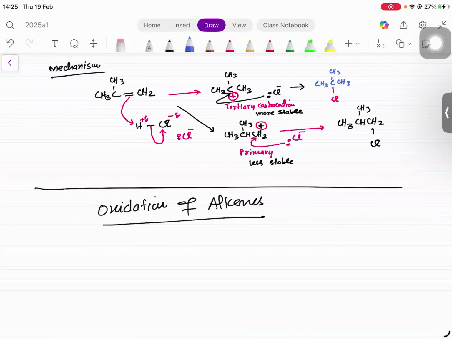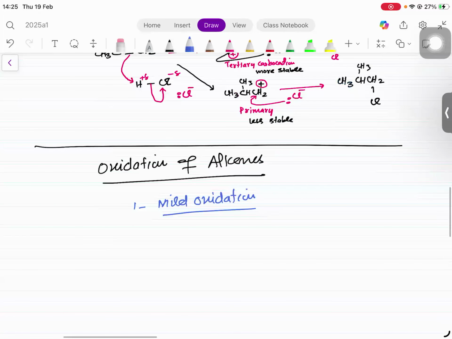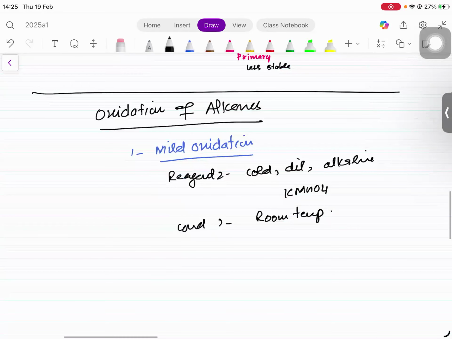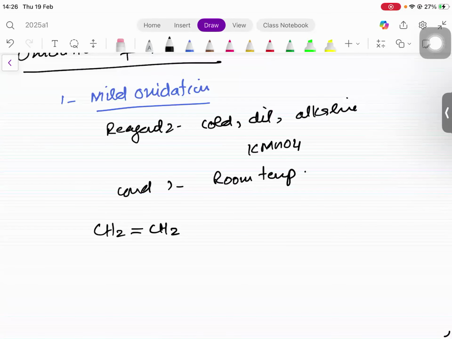Oxidation of alkenes. Number 1, mild oxidation. Pay attention. When alkenes are mixed with cold dilute alkaline KMnO4, the condition is room temperature. What happens? Look, CH2 double bond CH2. Cold dilute alkaline KMnO4.